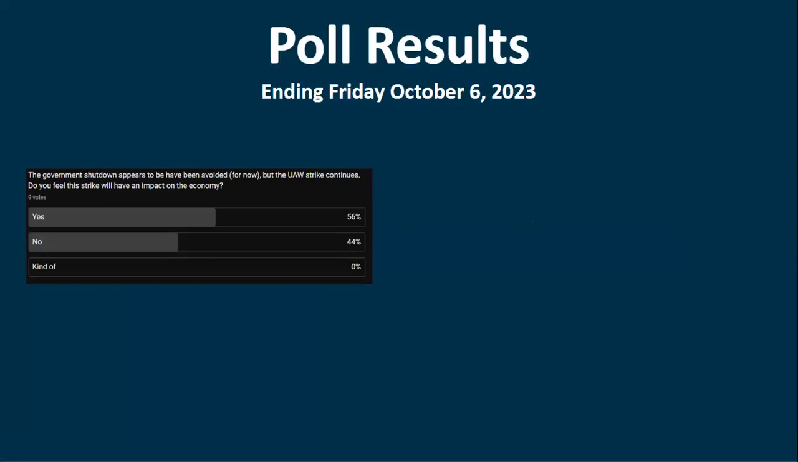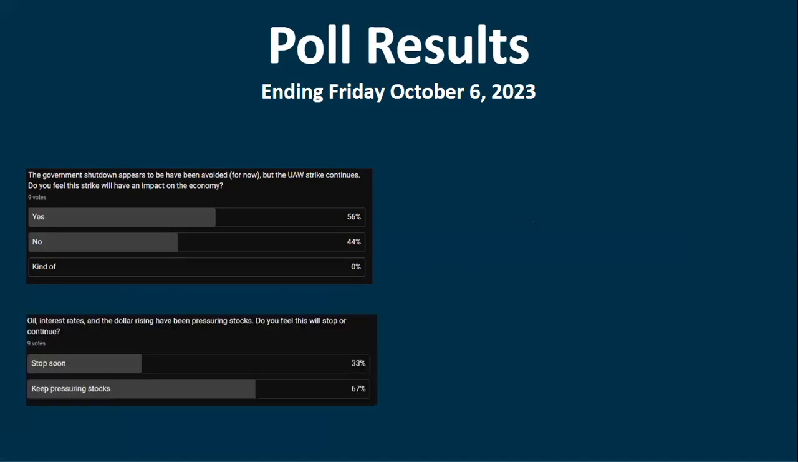Looking at our poll, going back to a week ago, the government shutdown appears to have been avoided for now, but the UAW strike continues. Do you feel that this will have an impact on the economy? 56% said yes, 44% said no, and I just threw in there kind of, because it's like, will it really have that much of an impact? It may have a little bit, but not very much, but nobody answered that.